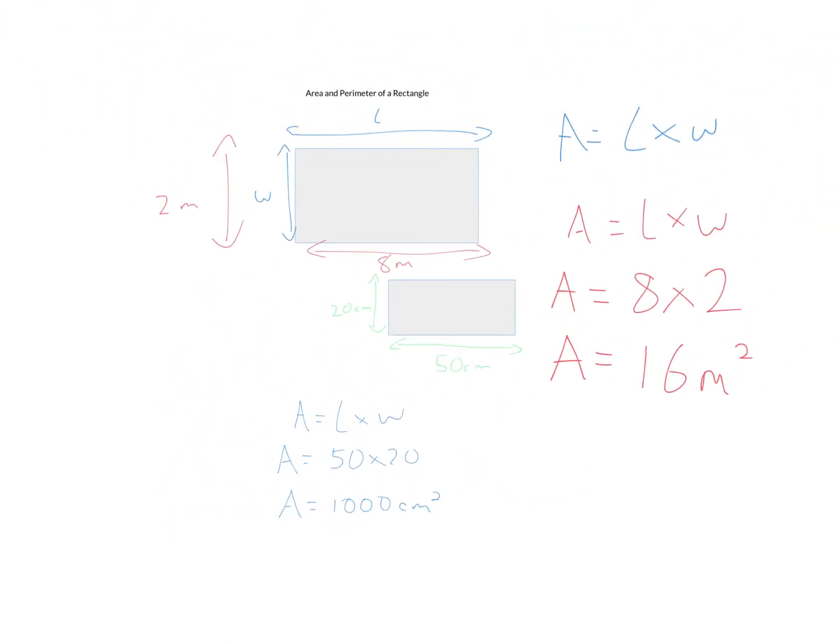Now we can look at perimeter. So the perimeter of a rectangle is just the sum of all the sides. That's what we get if we add up all the sides of the rectangle. So if we go back to a rectangle that was 8 meters across and 2 meters high, to get the perimeter, we're just going to add up all the 4 different sides.